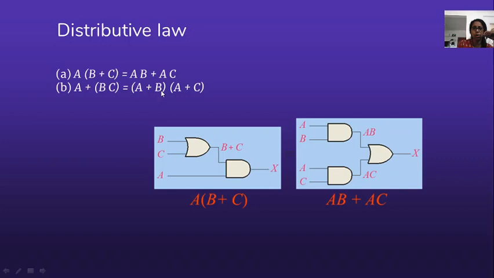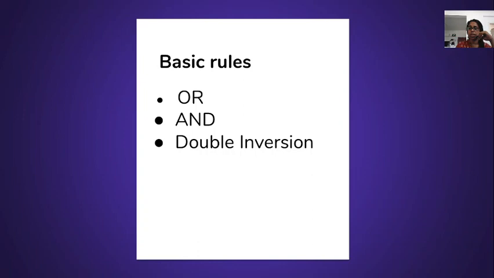And now the laws are over. Now we are moving to the basic rules of Boolean algebra. So we had seen three laws. What are the laws? Commutative law, associative law, and distributive law. And coming to the basic rules of Boolean algebra: OR rule, AND rule, and double inversion rule. Let's see one by one.